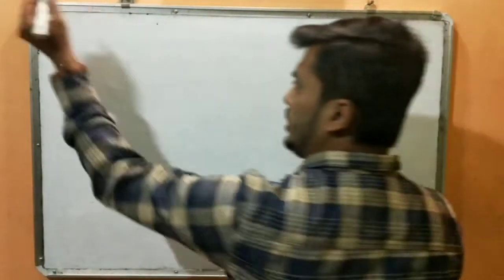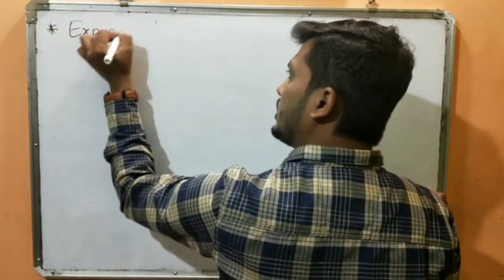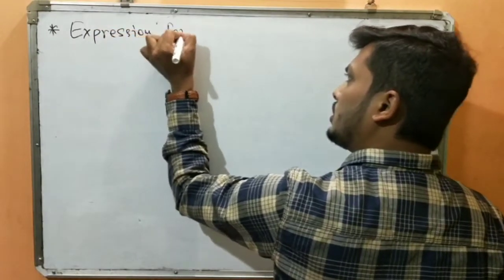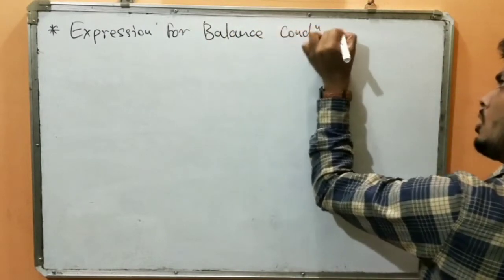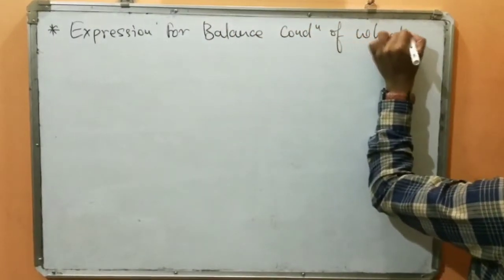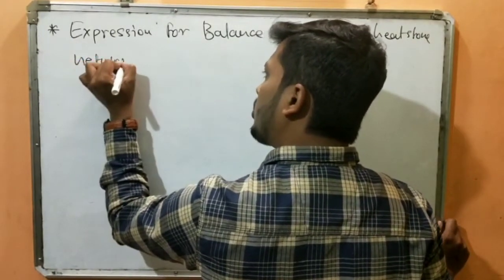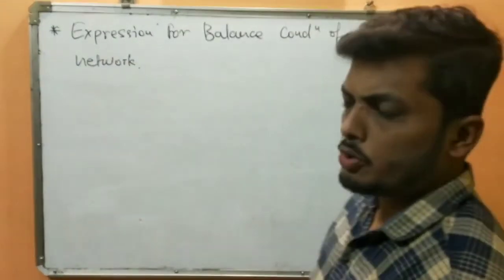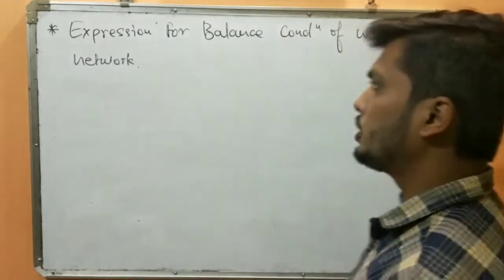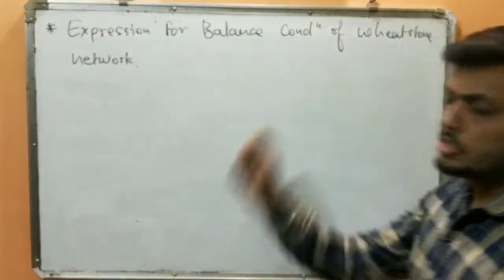Before you do any derivation, make sure you draw the relevant circuit diagram. The question will be asked this way: expression for the balance condition of the Wheatstone network. A Wheatstone network is a complex type of electrical network where I have 4 resistors, out of which I don't know the value of one resistance and I know the value of the other 3.